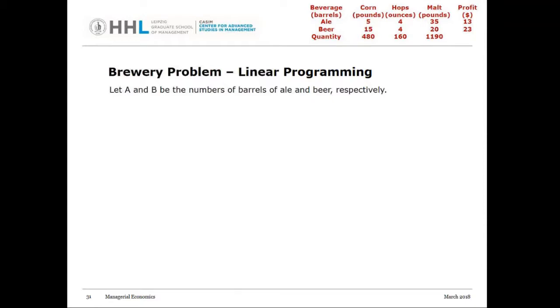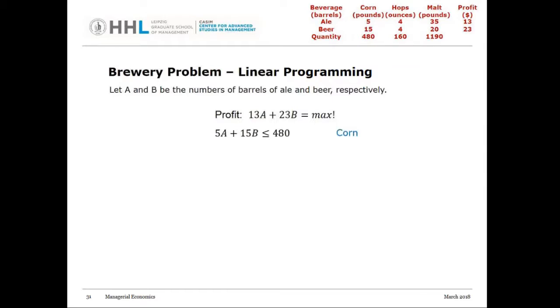And we can build a linear program, and we ask first, what are the variables? So what is the thing that we are changing? The amount of barrels of ale and beer. So A and B will be our variables. And the thing that we want to maximize is the profit. So $13 per barrel of ale plus $23 per barrel of beer. We sum it up and maximize it.